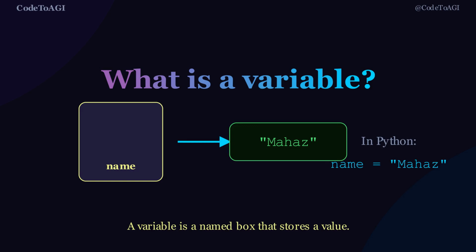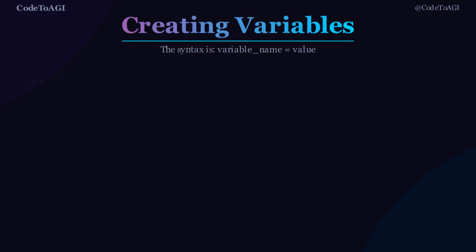In Python, creating a variable looks like this. name = "Mahaz". The word name is the label on the box. The text Mahaz is what is stored inside. Every time you write name in your code after that, Python opens that box and gives you what is inside. That is all a variable is. A name box that stores a value. Simple as that. Let us create some variables right now.